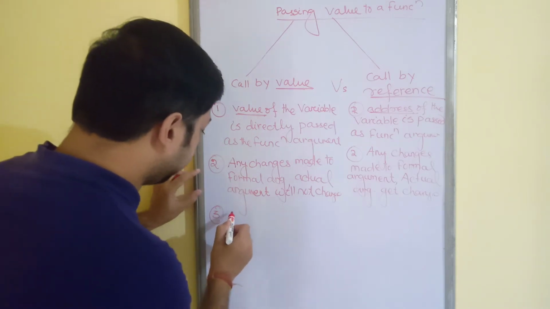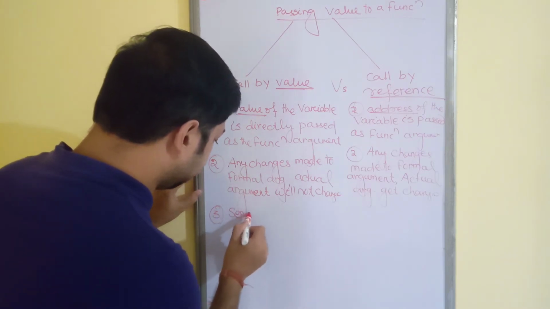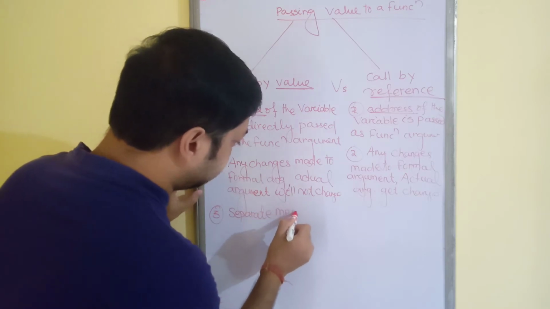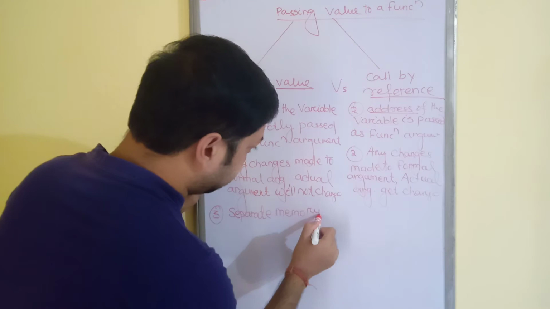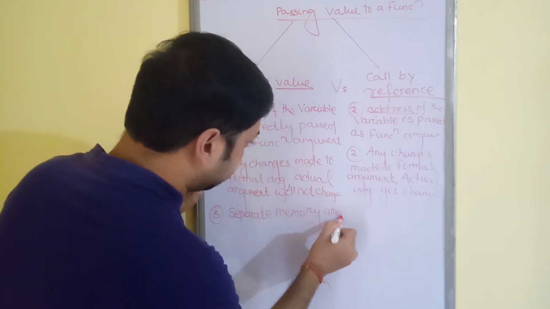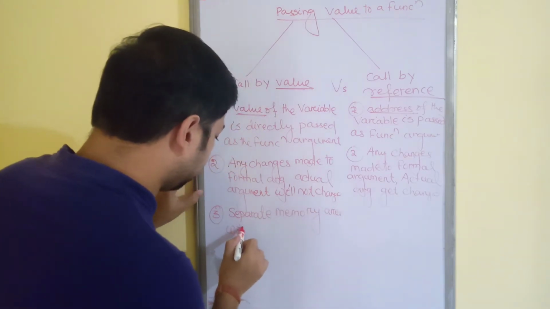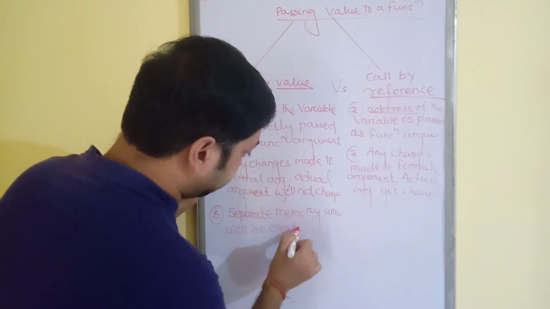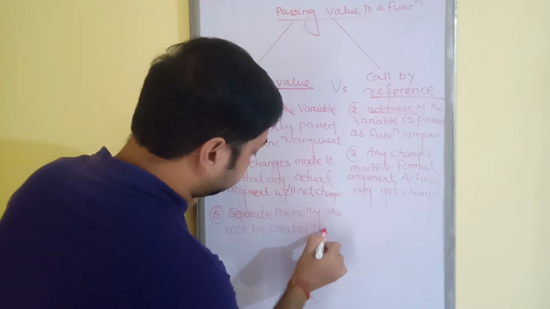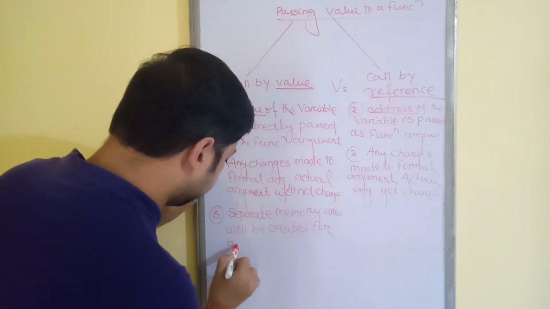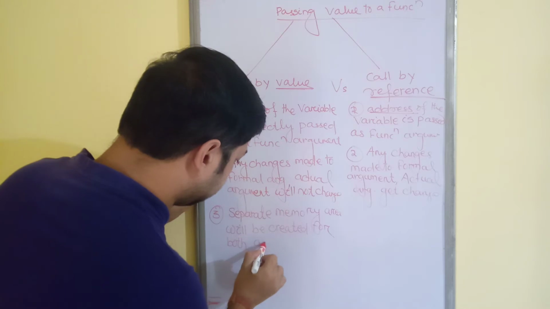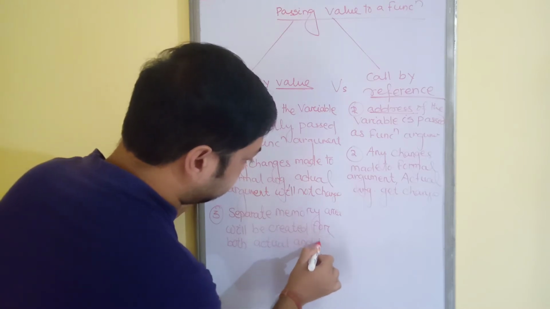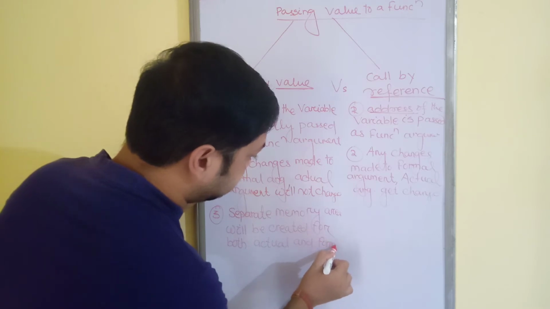Now the third one is that in call by value, a separate memory area will be created for both the actual and formal argument.